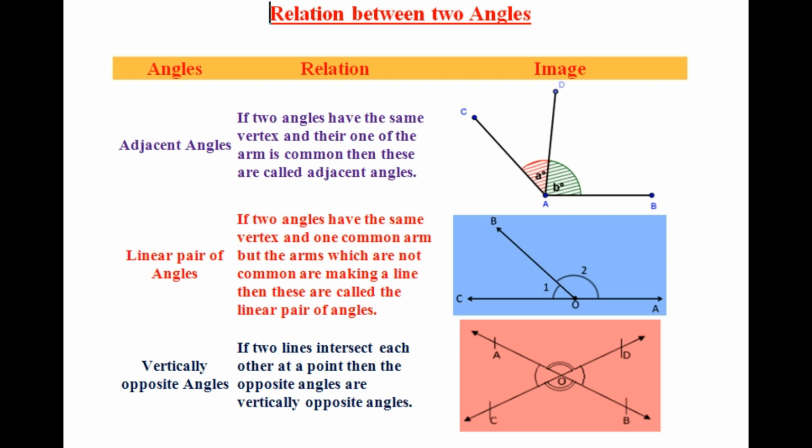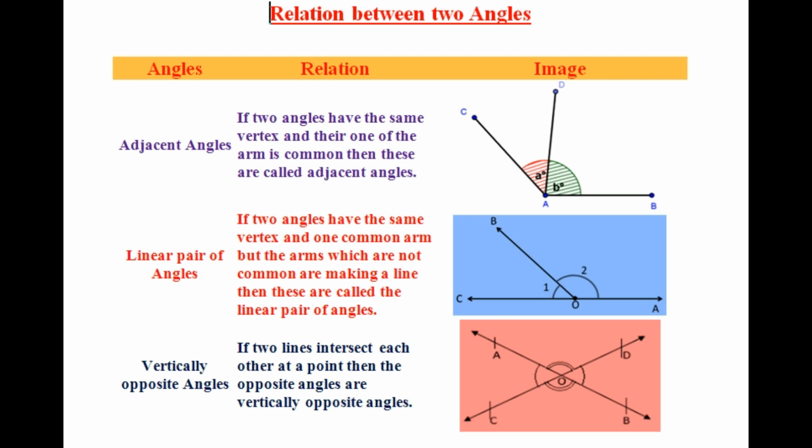Then these angles, that is A and B, are called adjacent angles. Next you come to linear pair of angles. What is linear pair of angles? You see the diagram. One line is what? Straight. That is, the two non-common arms are straight. Clear? If two angles have the same vertex and one common arm, but the arms which are not common make a line, then these are called the linear pair of angles.